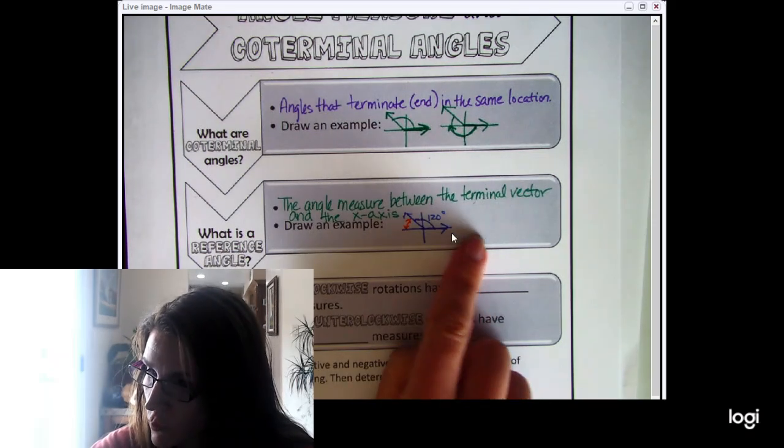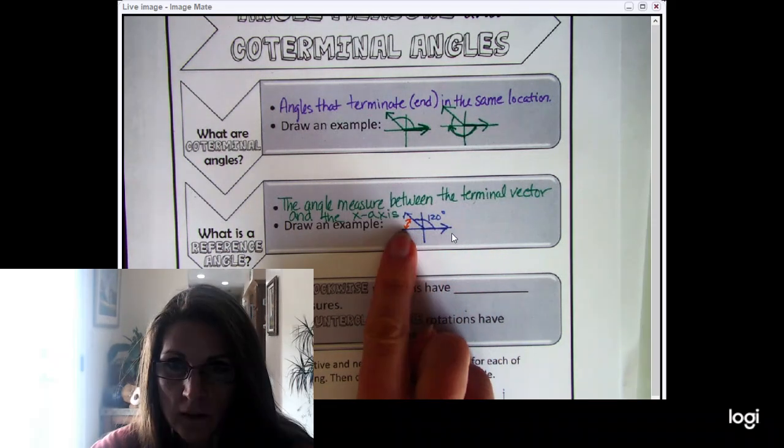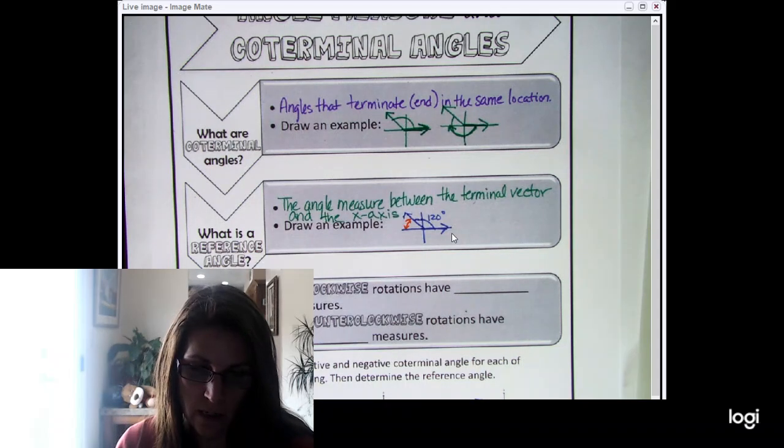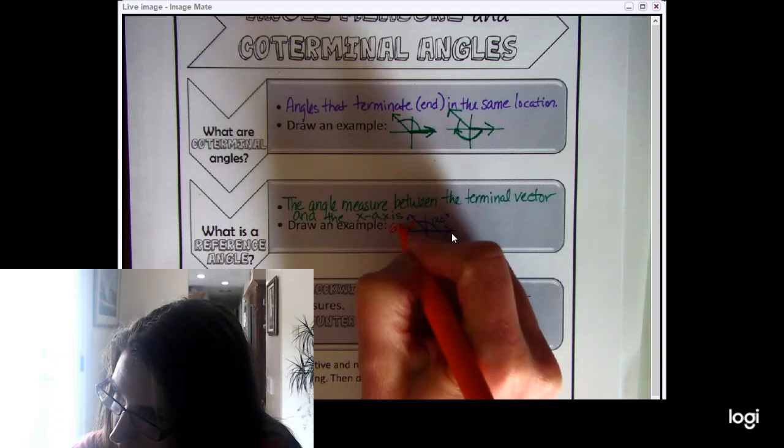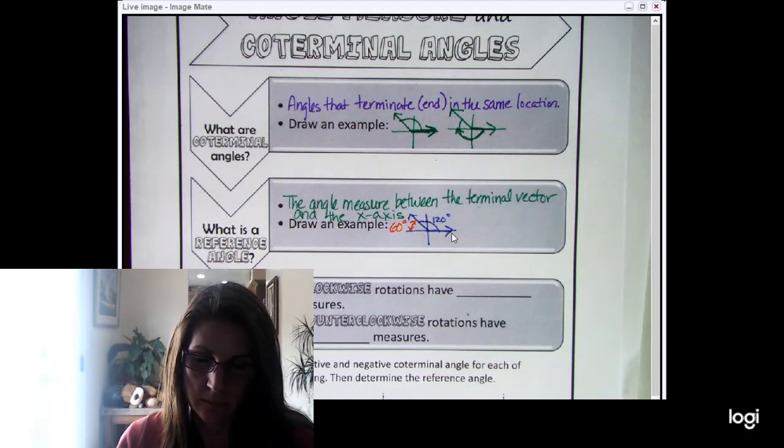If it's 120 here, we know to get to the other side of the x-axis, it's 180. What's the difference there? Our reference angle is 60 degrees.